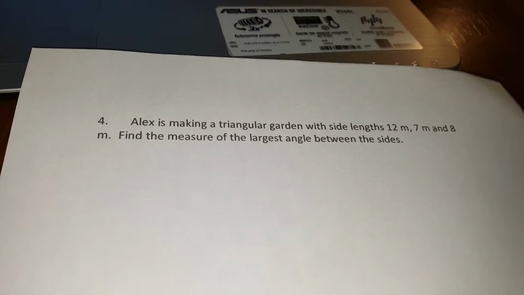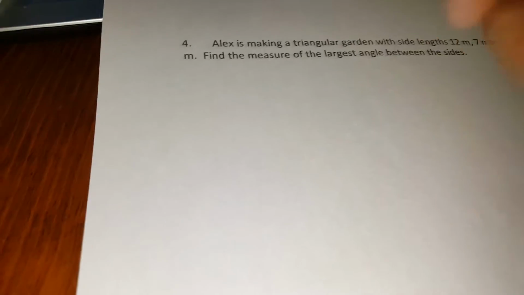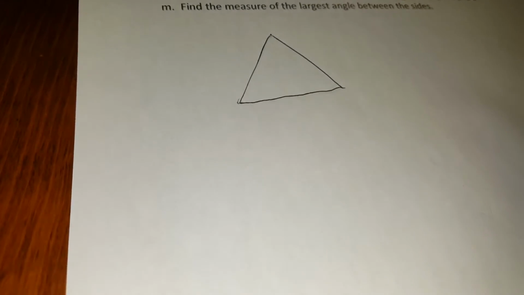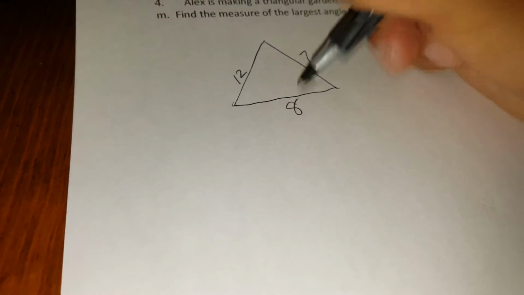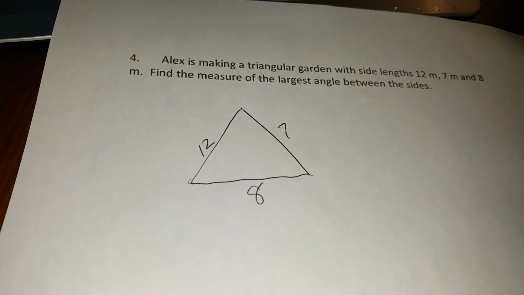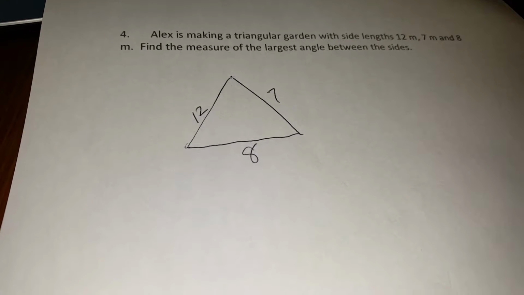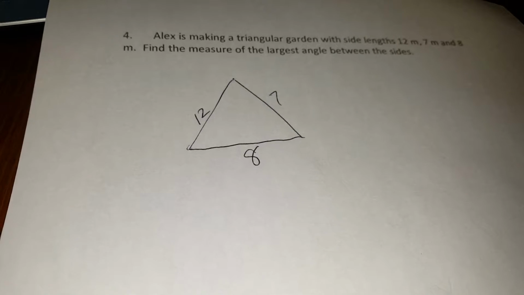So they don't give you a diagram here, so you have to draw it out. It's pretty easy. They're telling you it's a triangular garden, and they're telling you the three sides. Again, it doesn't matter if this is proportional, you're just coming up with a diagram. So we've got 12, 7, and 8, and it also doesn't matter which side is which. What it says is, find the measure of the largest angle between the sides.